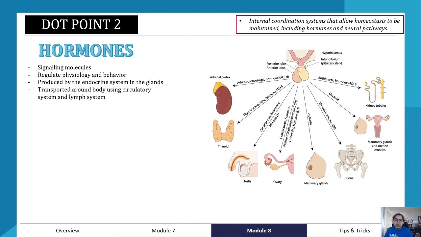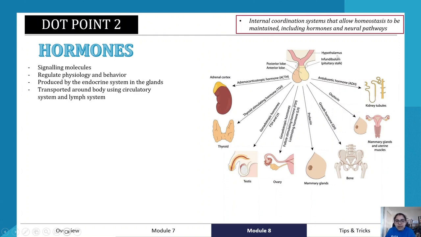So let's have a quick look at hormones specifically. So this is part of the second dot point: the internal coordination systems that allow homeostasis to be maintained, including hormones and neural pathways. So hormones are signaling molecules. They regulate physiology and behavior, and they are produced by the endocrine system in the glands. So some glands that do that include the adrenal cortex, thyroid, testes, ovaries, mammary glands, bones, uterine muscles, and also kidney tubules.